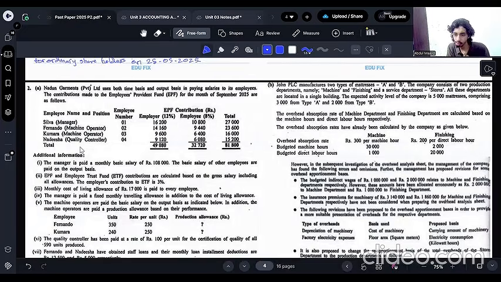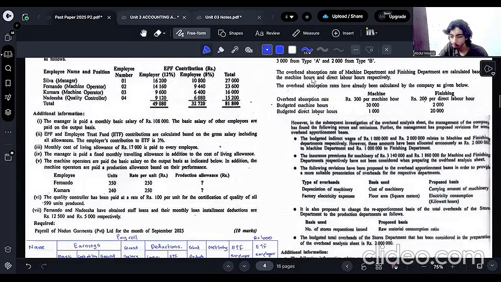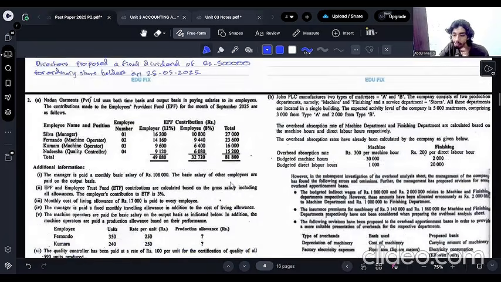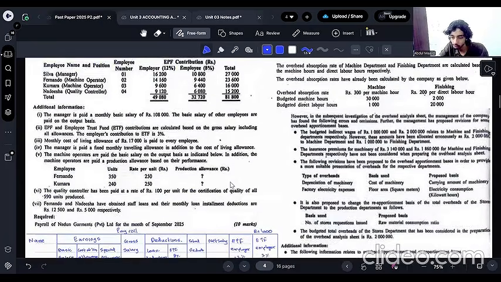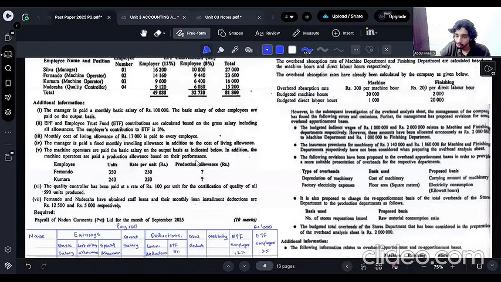Contributions made to the employees provident fund for the month of September are as follows. Now they have given the employer EPF and employee EPF in these details. Now we need to prepare our table, right? Look into what our earnings and deductions are so you can know how many columns. The manager is paid a monthly basic salary, so you will need a basic salary column. Every employee will be given a basic salary. The manager is paid a monthly basic salary of 108,000 and the basic salary for other employees is calculated based on the number of units they produce.